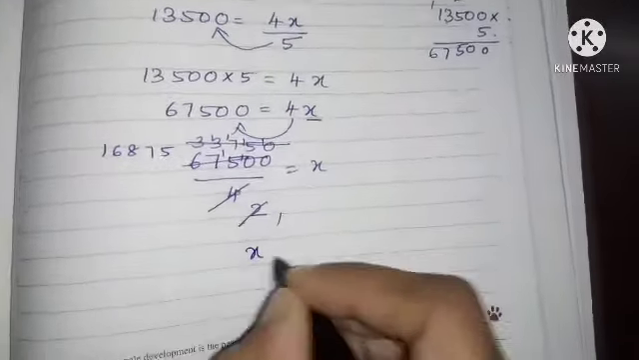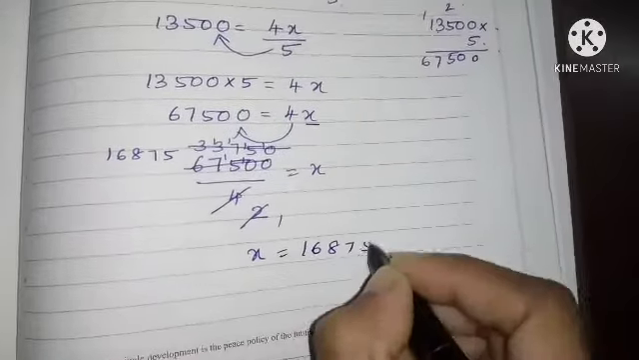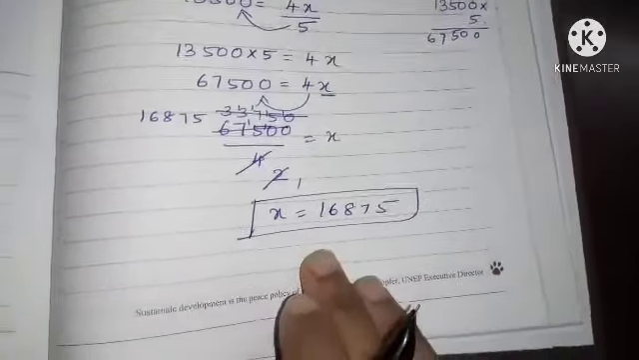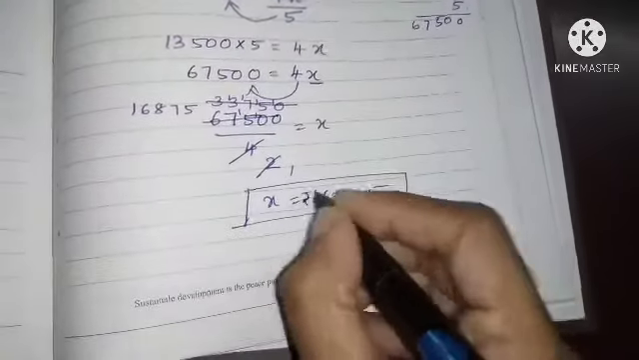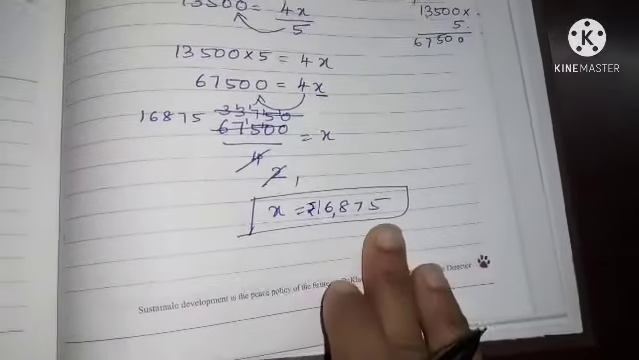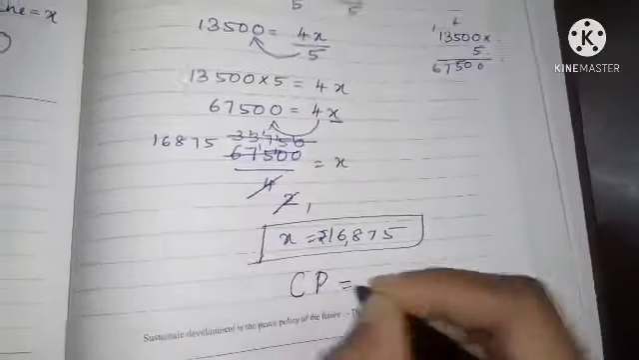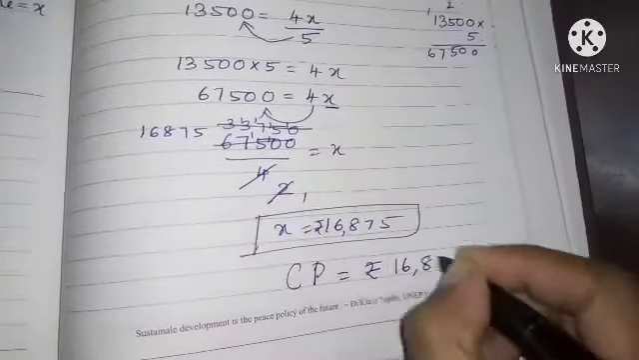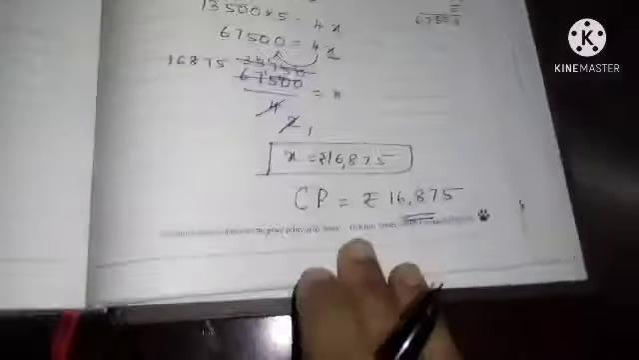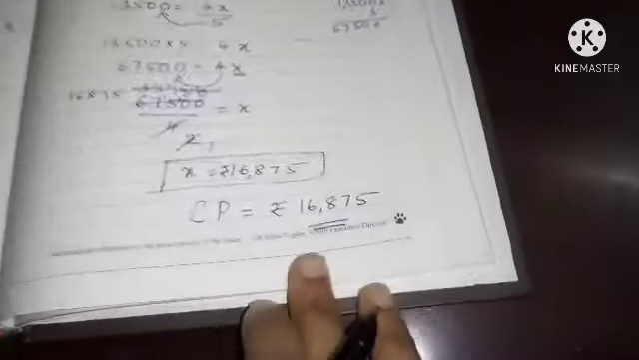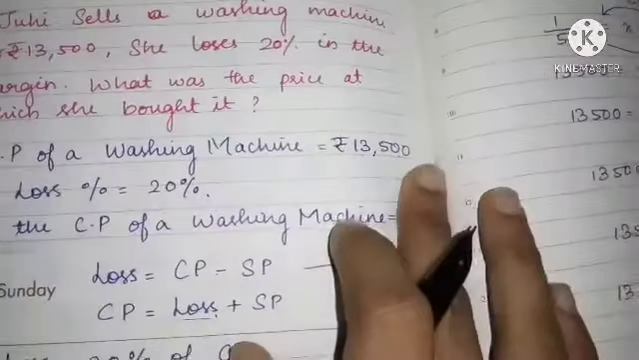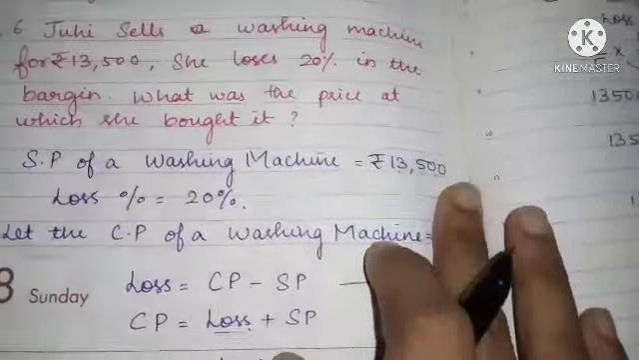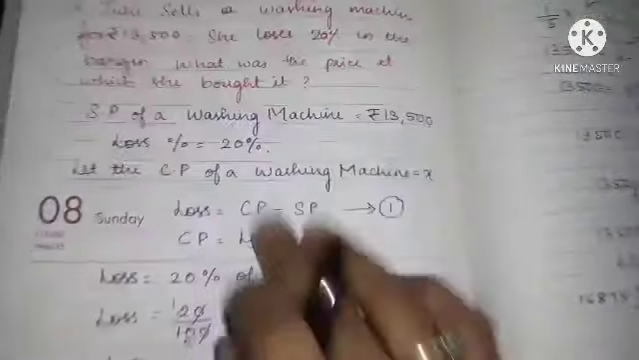So x value is nothing but 16875. Okay, 16875, which means rupees 16,875 is the x value. So what is actually x here? Cost price is nothing but x. So cost price is equal to rupees 16,875. So we have bought the washing machine for 16,875, but we have sold it for 13,500. So we have faced a loss of 20% in this problem. Understood?